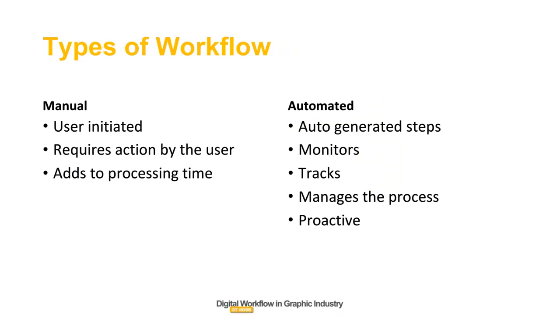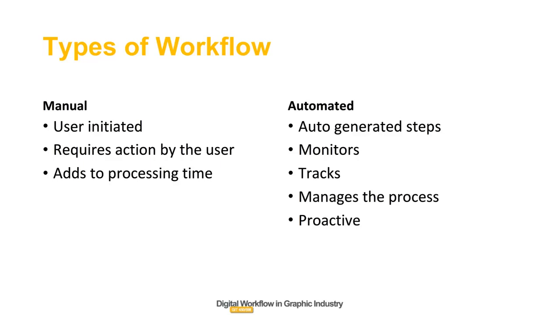In the broadest sense, there are certain types of workflows, and workflows can be manual or automated or a combination of both. Manual workflows are user-initiated, meaning someone has to do something for some reason or to trigger the whole workflow to begin. The start of a process is usually manual because it requires an action by a user. Within a process, a manual workflow adds processing time. It usually takes longer than an automated one.